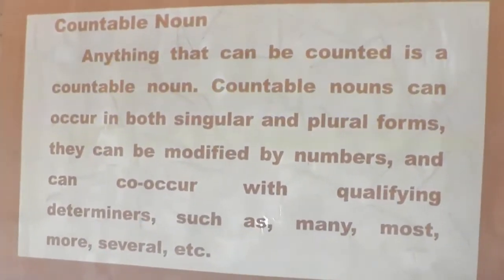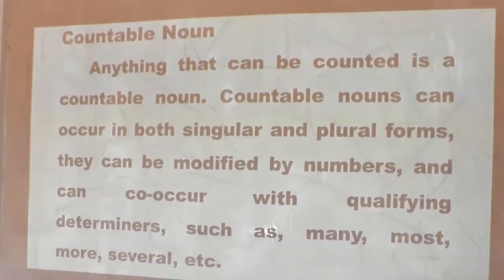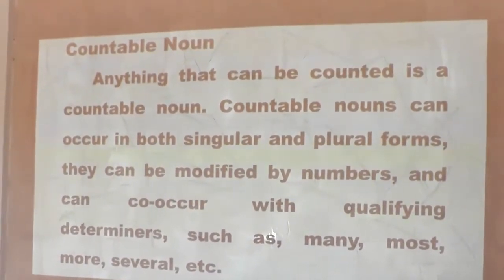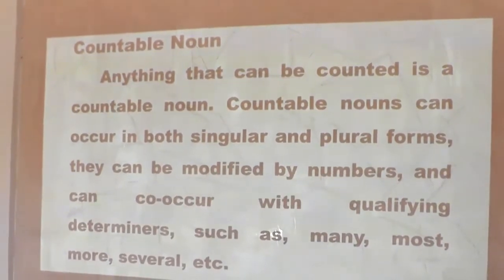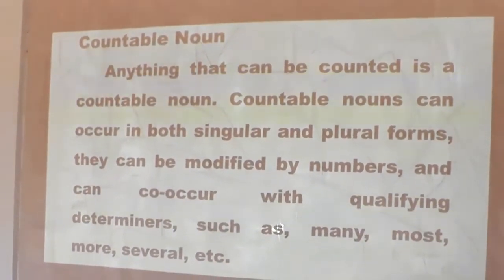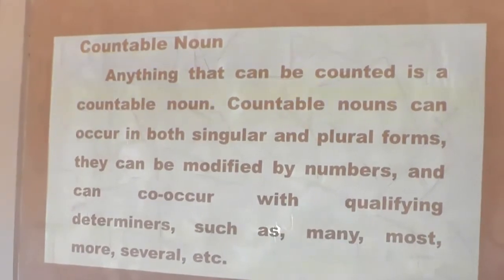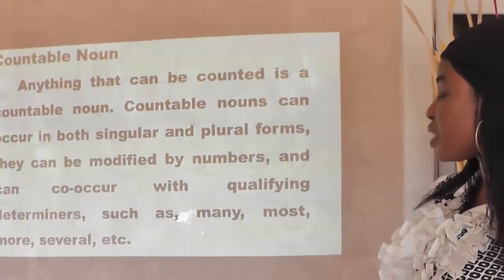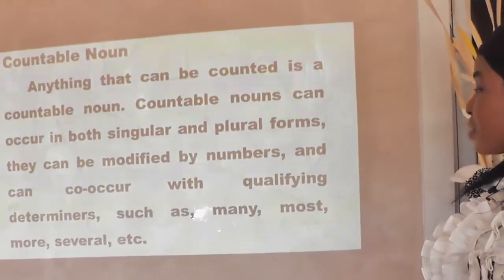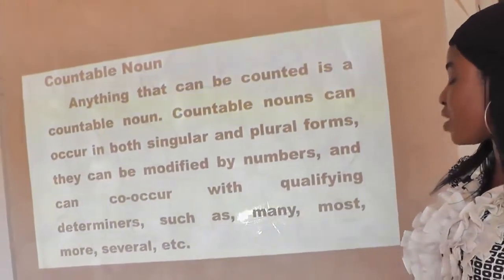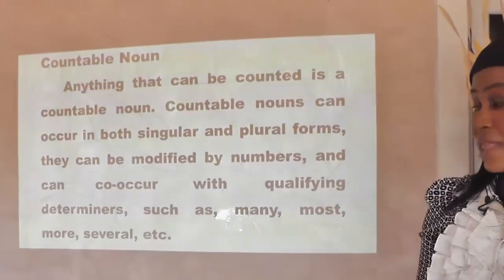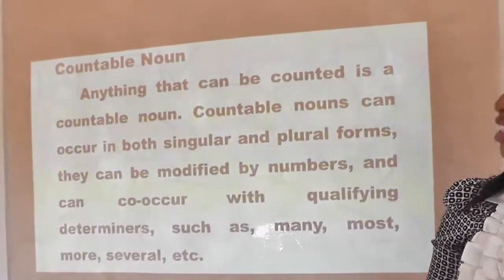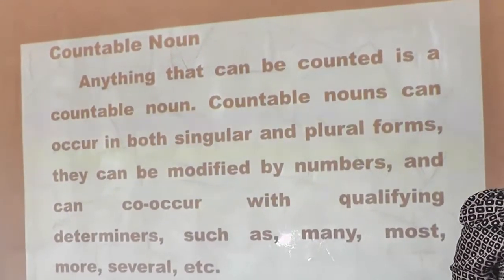What is countable noun? Anything that can be counted is a countable noun. We have 2 hours, we have 5 puppies, we have lots of oranges, we have students. All these can be counted. Countable nouns can occur in both singular and plural forms. They can be modified by numbers and can co-occur with qualifying determiners such as many, most, more, several, etc. So that is just the definition of countable noun.